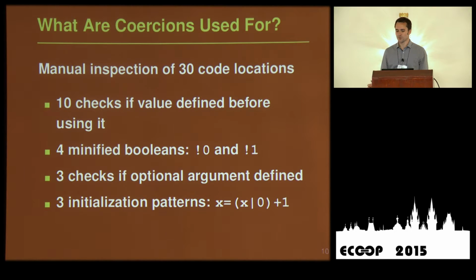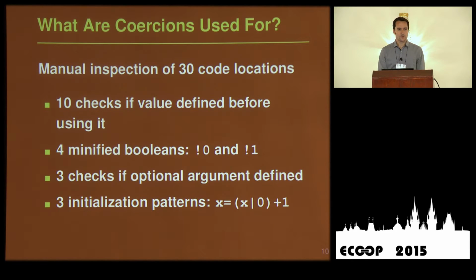So in JavaScript, there's no function overloading, so developers have to instead check if a function argument is defined. And finally, we found a few occurrences of a pretty common initialization pattern where you have this code that you see in the corner, where some counter-like variable x is initialized to 0 if it's undefined, and afterwards, if you execute this code, it always gets incremented. And this leads to a coercion because undefined and the bitwise OR with 0 needs to coerce undefined into 0.